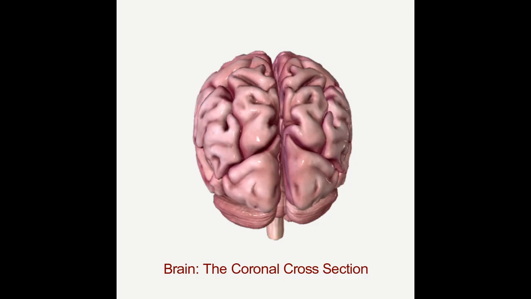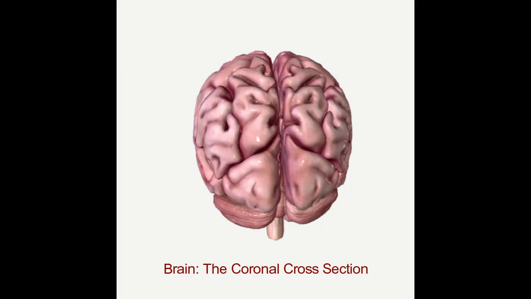Today we are going to look at the cross section of the brain. The part we are going to look at is the coronal cross section. As we know, the brain is part of the central nervous system, so let's look at some cross sections of the brain. We will explain parts of the sections in our next video.